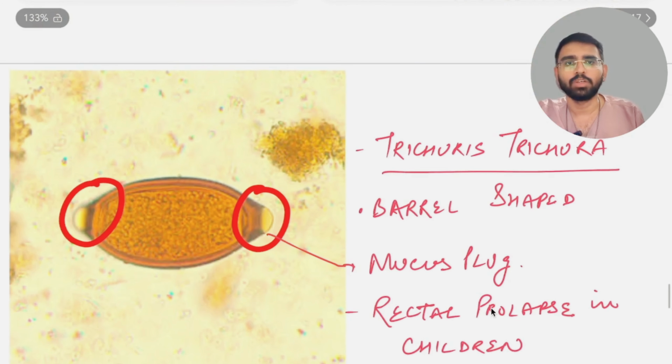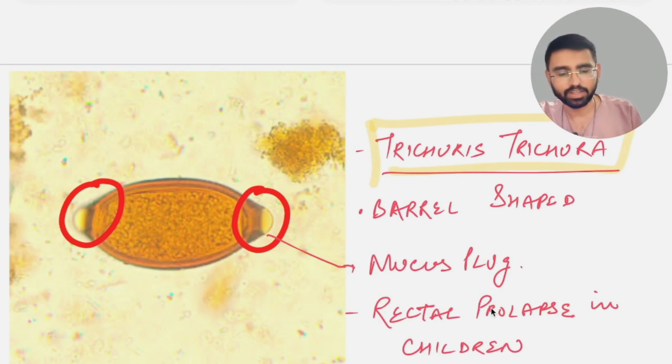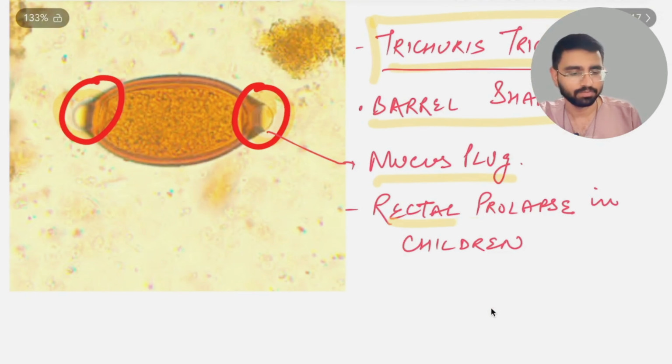So we are coming to the end of the video, and this is Trichuris trichiura. Trichuris trichiura is the easiest egg to identify in the stool. It is barrel shaped and at the ends it has mucus plugs. And the main clinical feature is that it causes rectal prolapse in children.